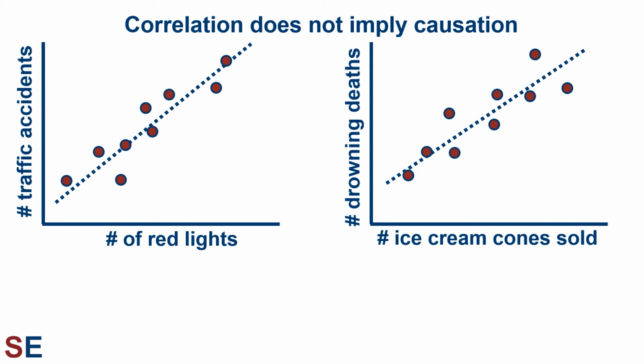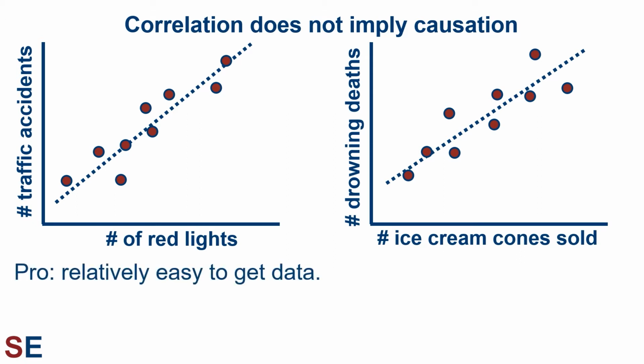What's going on is that during hotter summer months, people are more prone to purchase ice cream and also more prone to swim, which raises both the sales of ice cream and the risk of drowning. The ice cream cones are not causing the drowning deaths. The weather patterns are causing both of these values together and creating the relationship we see. Nevertheless, correlation studies are quite common.